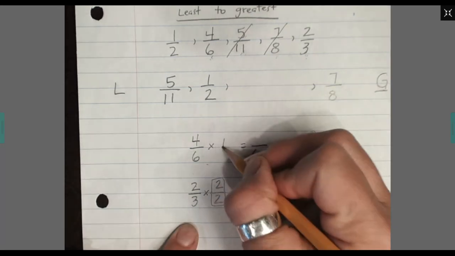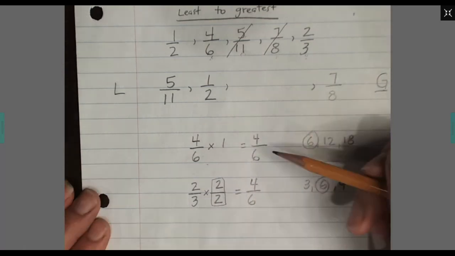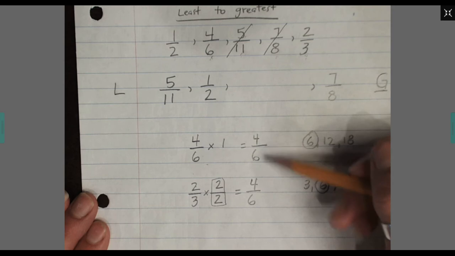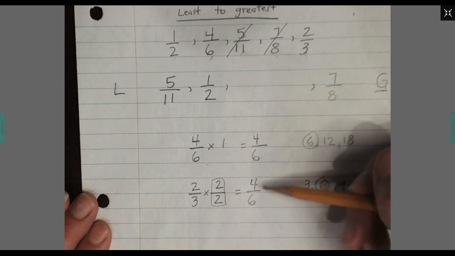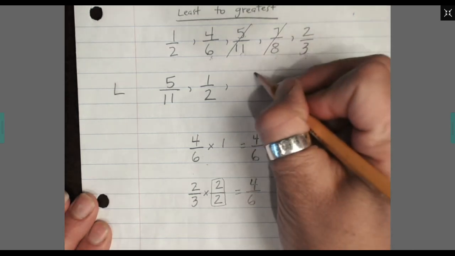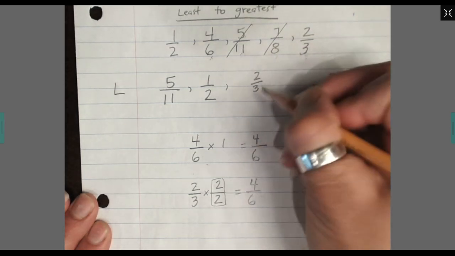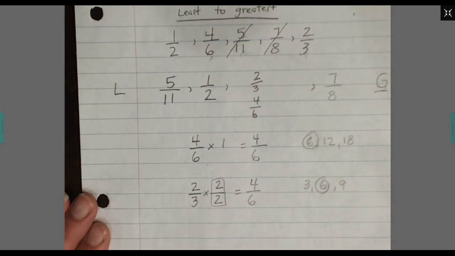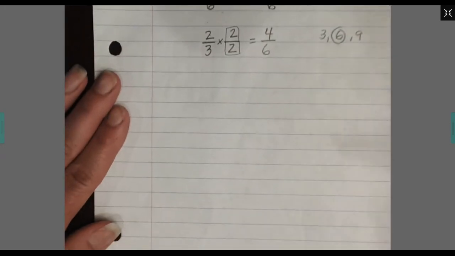And this, when I'm just multiplying by 6, it's the same. Oh, look at that. They're actually equivalent fractions. So 2/3 and 4/6 are worth the same amount. Therefore, they both come next in my ordering of fractions. All right, let's try another one.